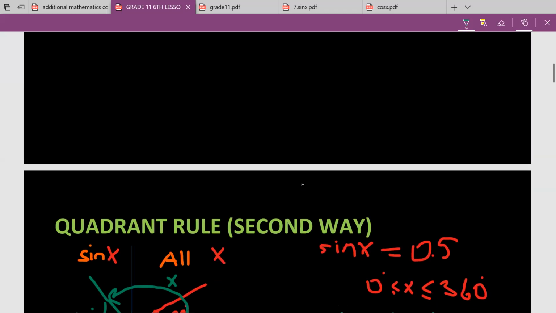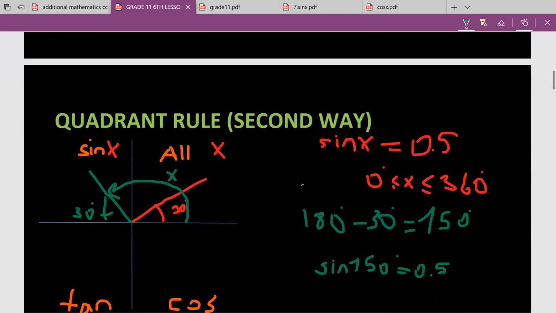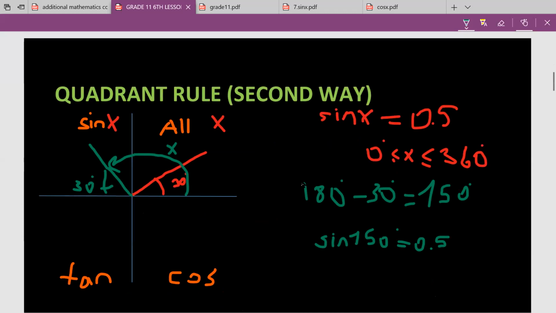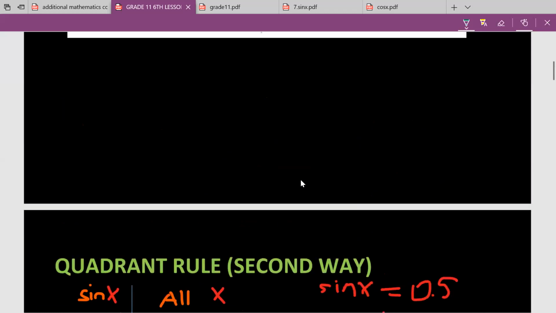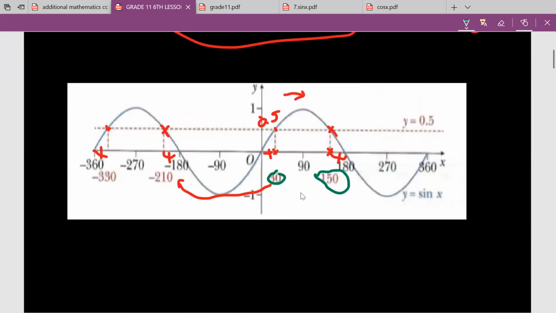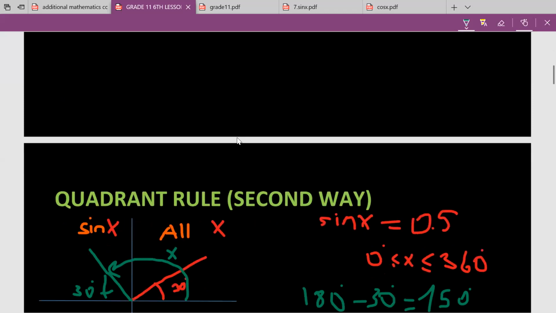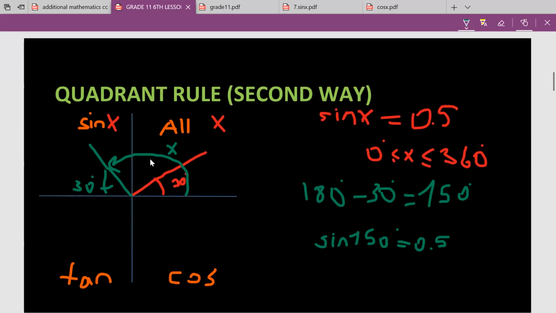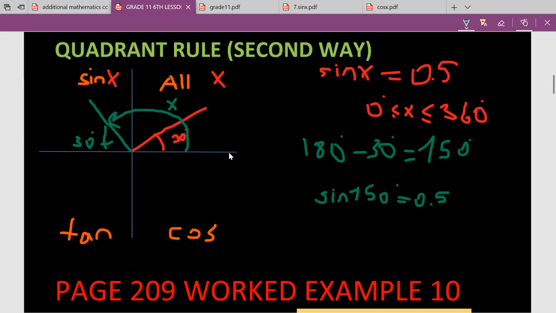In the first way, I told you how we find it by graphing the sine x or cosine x graph. From the graph, you will use symmetry with a curve. But in the second way, the quadrant rule, we know in which quadrant we have positive or negative values of sine, cosine, and tan. So we can use the quadrant rule to find values.